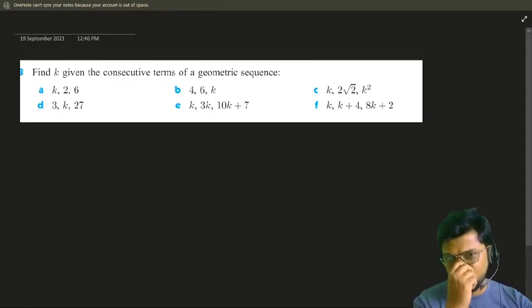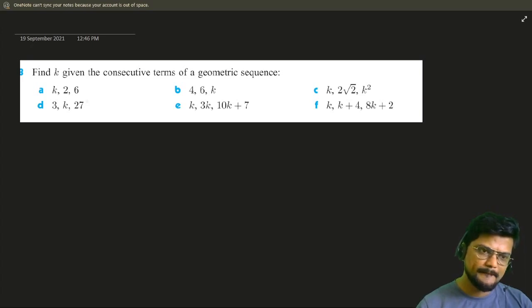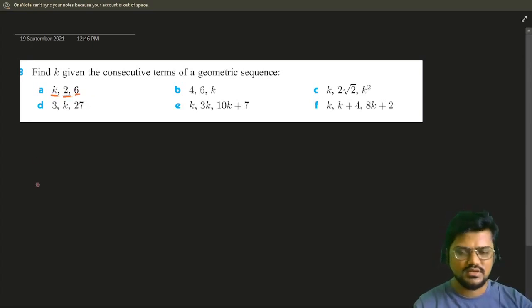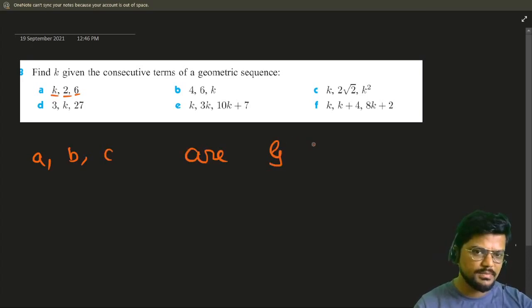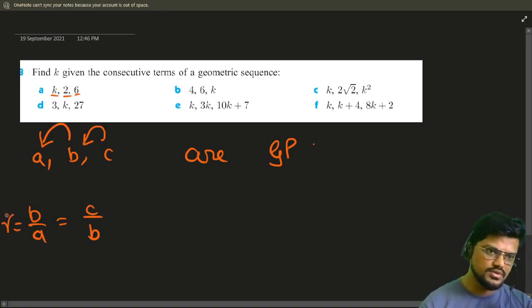Now over here, find k given the consecutive terms are in a geometric sequence. You know how to solve this? Bhumi? No? See, what they have given, the given terms are in geometric progression. If I say A, comma B, comma C are in GP, then what is the meaning of that? That they have a common ratio. That is, B upon A will be equal to C upon B. This upon this will be equal to this upon this. And that gives a common ratio, right?